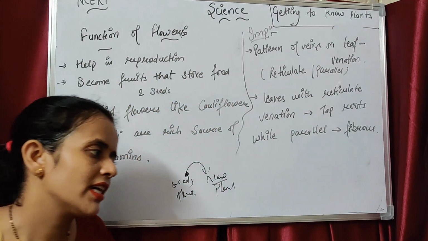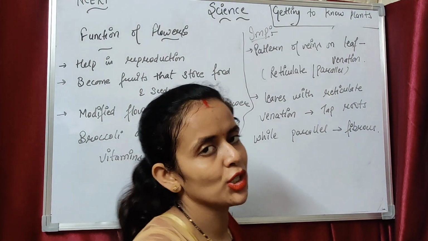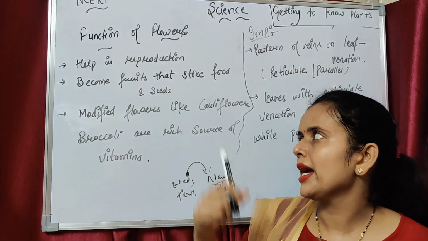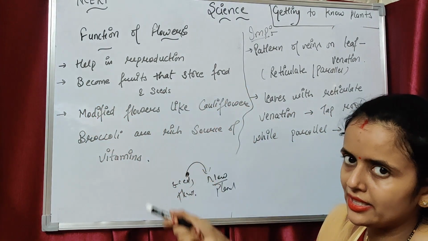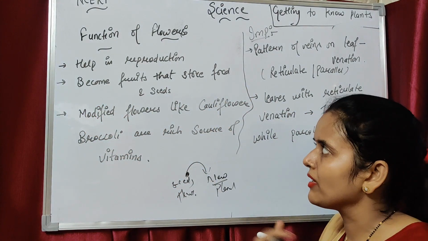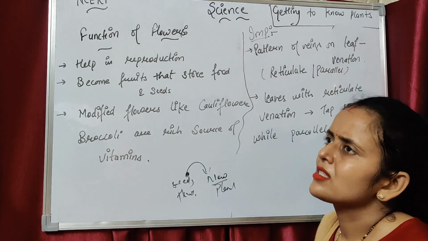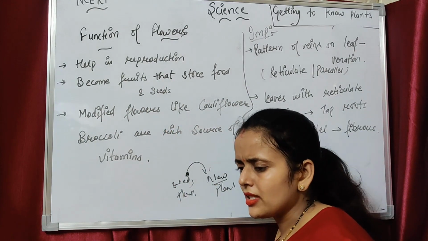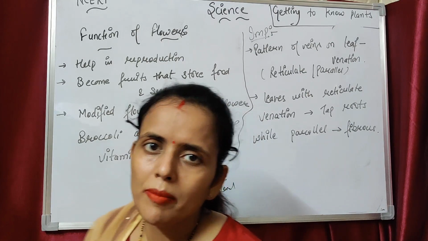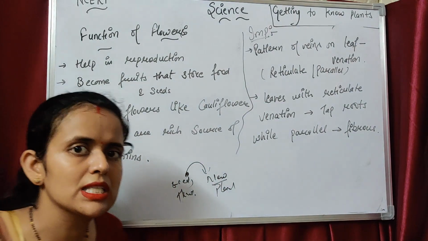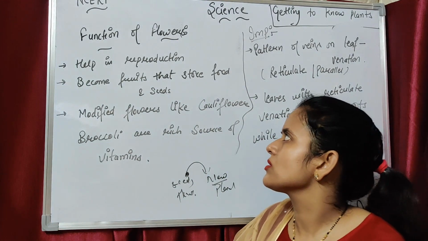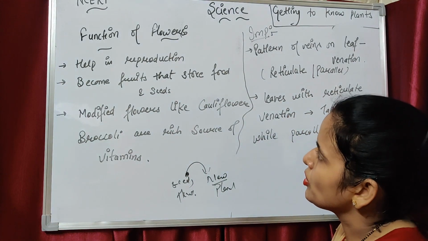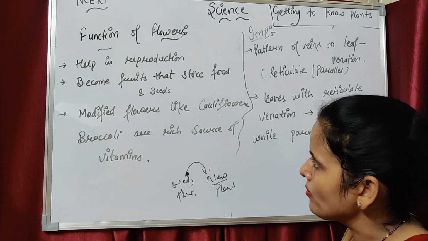Clear? Firstly there is a flower, and then the flower will turn into the fruit, and that is eaten by us. Because flowers become fruit that stores food and seed. Yes, obviously it stores food because we eat it, and seed also, like jamun or mango. Many fruits have a big seed inside, and the food also. So by using these seeds we can reproduce a new plant at our home.